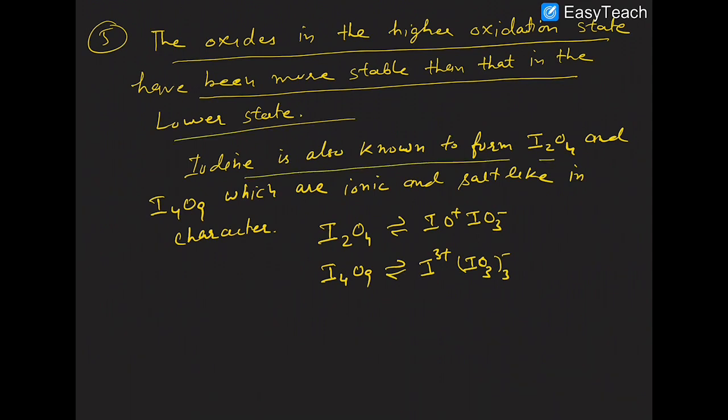Iodine is also known to form I2O4 and I4O9, which are ionic and salt-like. I2O4 has the structure IO+ IO3-. I4O9 has the structure I3+ and IO3 thrice negative. So I2O4 and I4O9 exist as ionic solids, or oxides of iodine have an ionic character. It can be proved by this point.